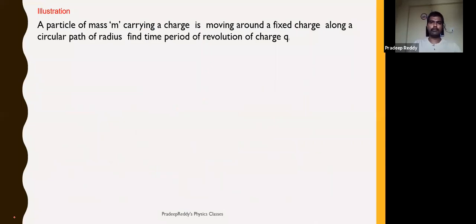One more question based on the same concept. A particle of mass m carrying a charge is moving around a fixed charge along a circular path of radius r. Find the time period of revolution of that particular charge.